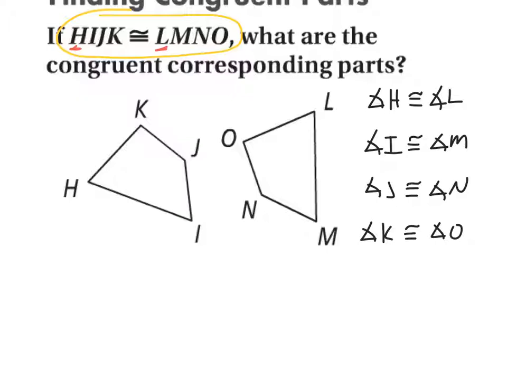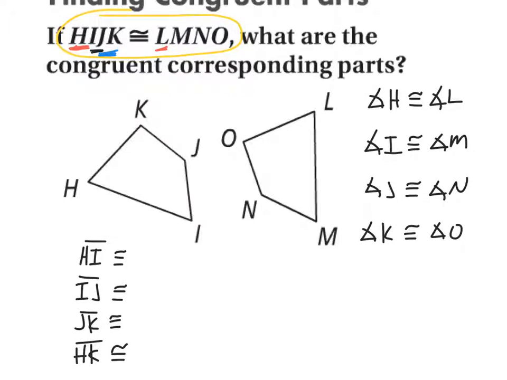Now again, I say go ahead and look at the road map. Just look at the first two letters here. So that is line segment HI. Look at the second two letters: line segment IJ. Look at the third set of two letters: line segment JK. And then look at the first letter and the last letter: line segment HK.